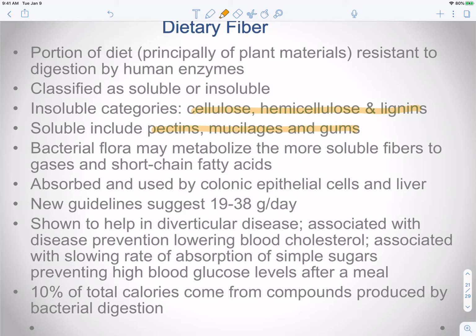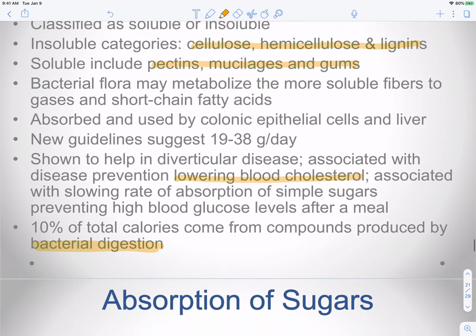The new guidelines suggest that we should have 19 to 38 grams of dietary fiber per day. This is shown to help in certain diseases, including diverticular disease. It's been shown that fiber helps to lower blood cholesterol, is associated with slowing the rate of absorption of sugar, so it makes you feel full, and prevents high blood glucose levels after a meal. 10% of our total calories are going to come from bacterial digestion of things that don't get digested by our small intestine.